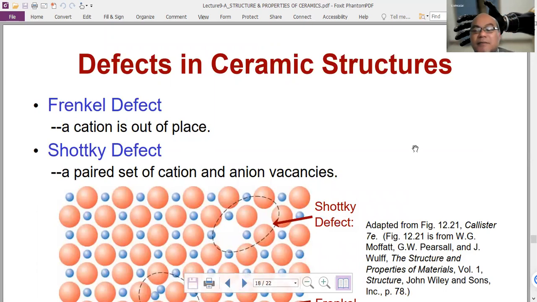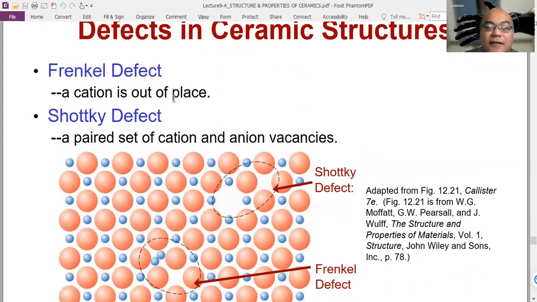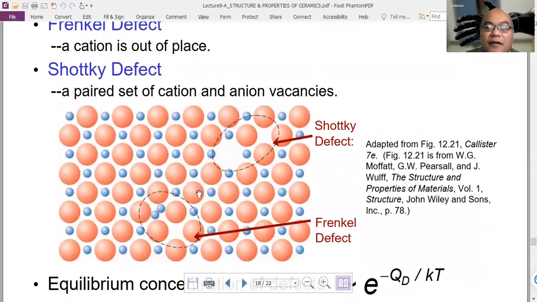We mentioned in the beginning that ceramics can have defect structures as well. There are several types of defects. One is the Frenkel defect. This is when a cation is out of place. When there is supposed to be a cation here, instead it moves to the neighboring place of another cation. Another type is the Schottky defect. This is a pair of cation and anion vacancies. Here a cation is missing, and here an anion is missing. So this is the Schottky defect.